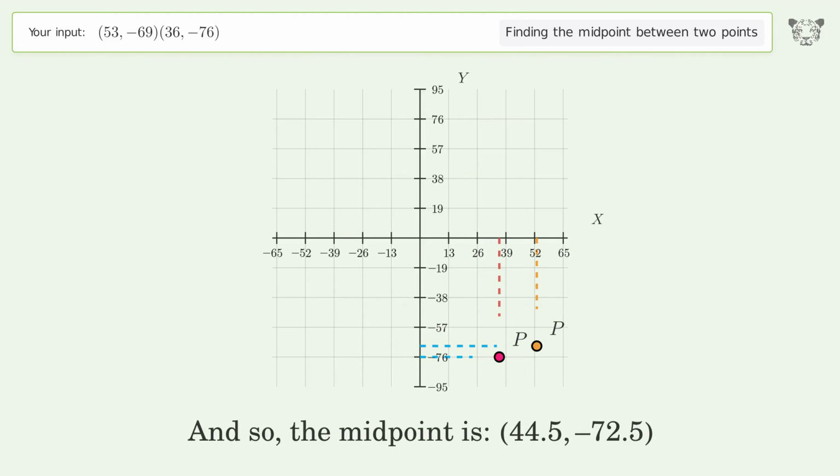And so, the midpoint is 44.5, negative 72.5.